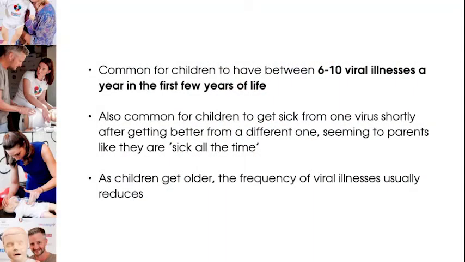And the reason for that is your little ones have a very poorly developed immune system at birth, okay? It's also common for children to get sick from one infection straight after they get better from another one. And this is when we get parents saying, my child is sick all the time. It's not that they're sick all the time, it's that their immune system isn't that developed, so they automatically get unwell from a secondary viral infection. However, as your child gets older, the incidence of these illnesses will get less and less and less.